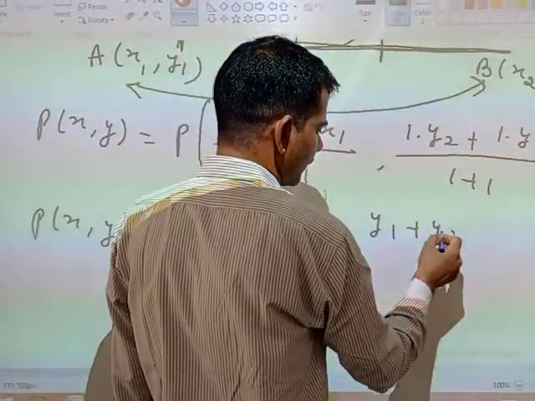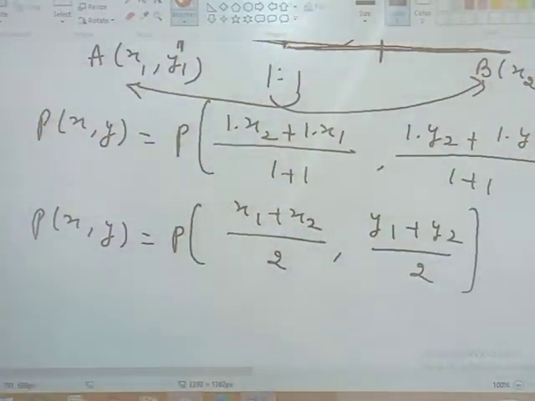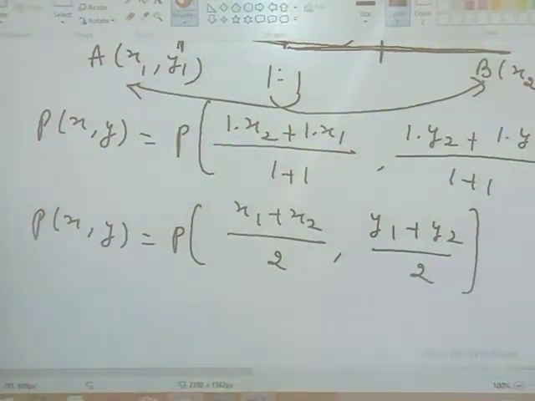Any problem? No, sir. If P is the midpoint of line segment AB, then your formula becomes P equals x1 plus x2 divided by 2, y1 plus y2 divided by 2. Any doubt, any problems? Do it fast.